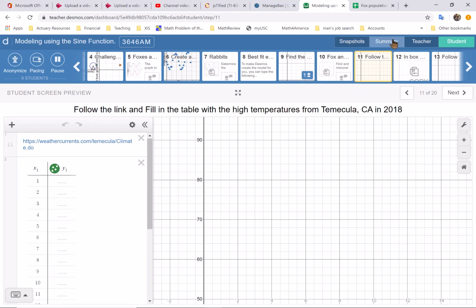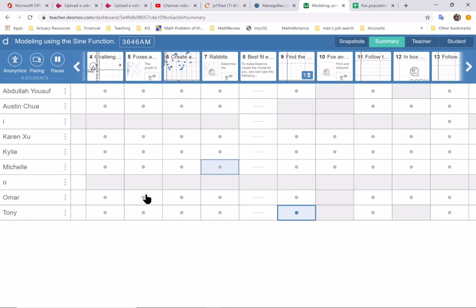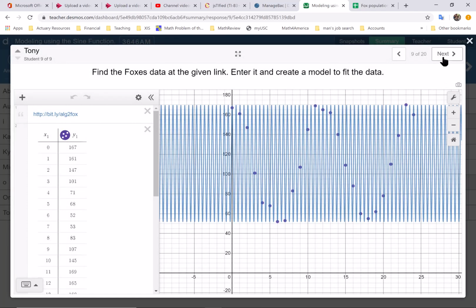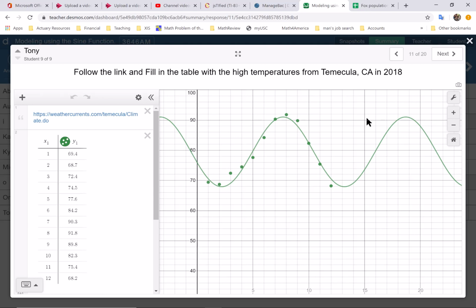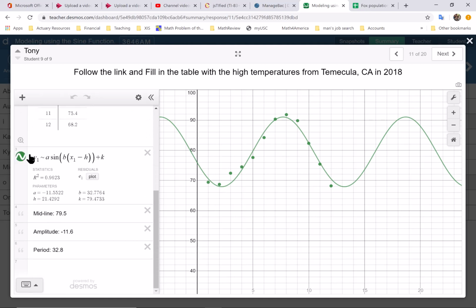I'm gonna go ahead and just get something from another student here. Here's one for that. You can see if you go to this website, enter the data, you get this, and then you just use that same sine model. In this case, it actually gives us a pretty decent model for it. And the midline is 79.5.